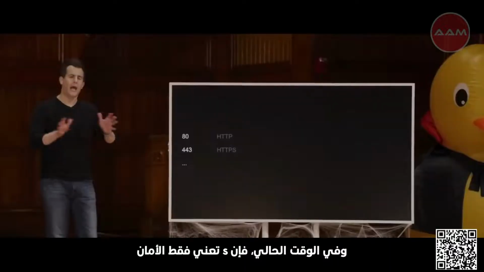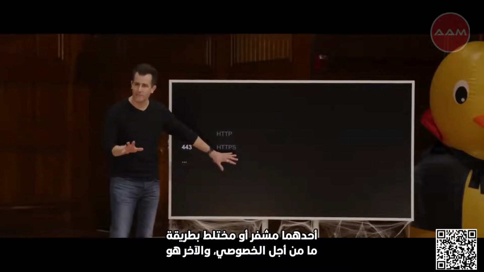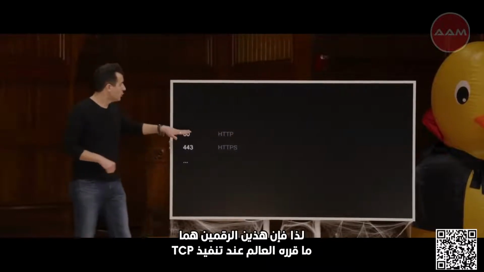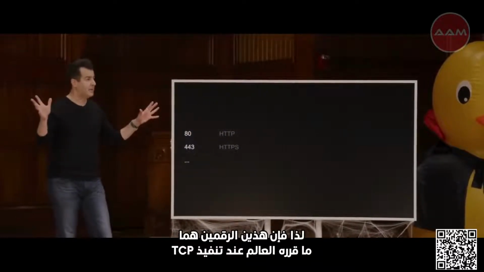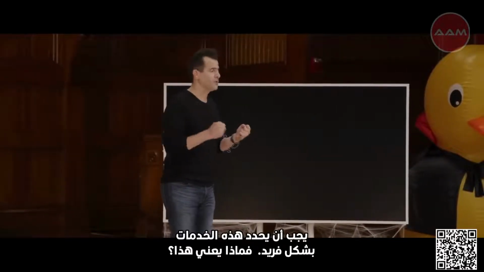Or HTTPS, which of course has the S added to it, and that has its own unique number. And for now, the S just means secure. One is encrypted or scrambled somehow for privacy's sake, and the other is unencrypted. It's a little more vulnerable to interception. So these two numbers are what the world decided when implementing TCP shall uniquely identify those services. So what does this mean?